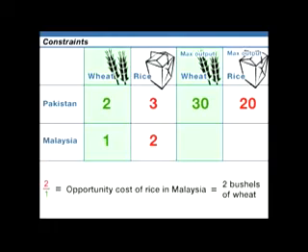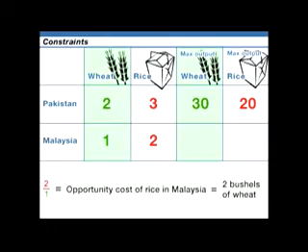Well, if they produce a bushel of rice, they are going to need 2 workers to do so. And those 2 workers divided by 1 worker needed per bushel of wheat means that in Malaysia, anytime you're producing 1 bushel of rice, you are giving up 2 bushels of wheat. The opportunity cost in Malaysia of producing 1 bushel of rice is 2 bushels of wheat. Now, in a minute, we're going to compare Malaysia's opportunity cost with Pakistan's opportunity cost to calculate comparative advantage.